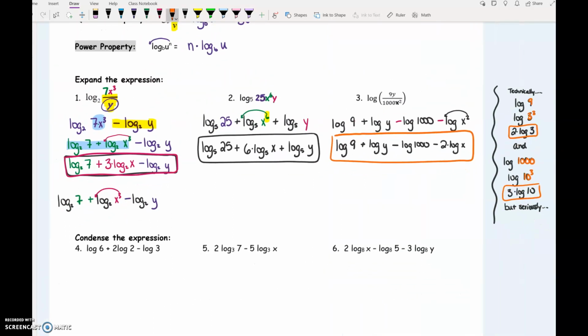Okay, do you feel a little bit more comfortable with expanding now?